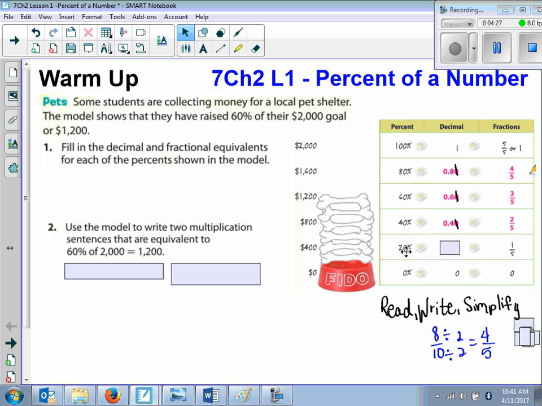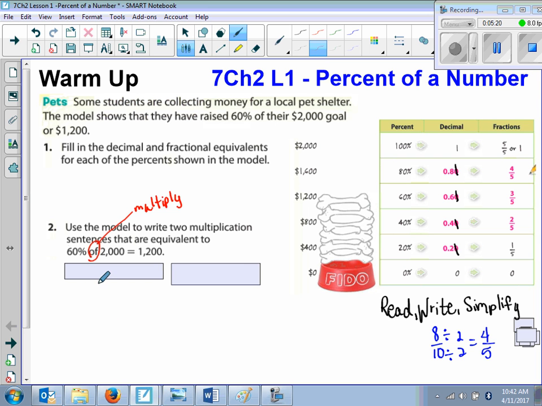All right. And then 20%, moving the decimal 2 places to the left, that gives us 0.20 or 0.2. And if I read that correctly, it's going to be 2/10. And 2/10 simplifies to 1/5. Got it? All right. Now, number 2 says use the model to write 2 multiplication sentences that are equivalent to 60% of 2,000. So we know 60% of 2,000 is equal to 1,200, right? So what does of mean in math? Right, that means multiply. So of means multiply. So that means we're going to take the 60%, multiply it times 2,000, and then we should get 1,200.